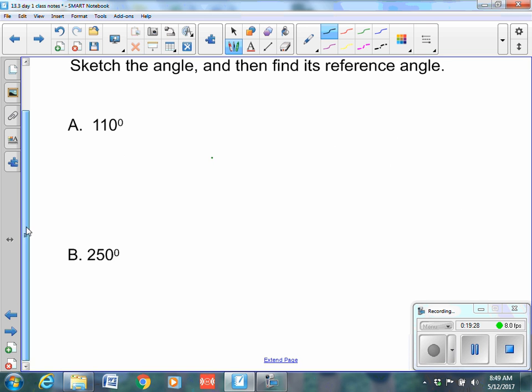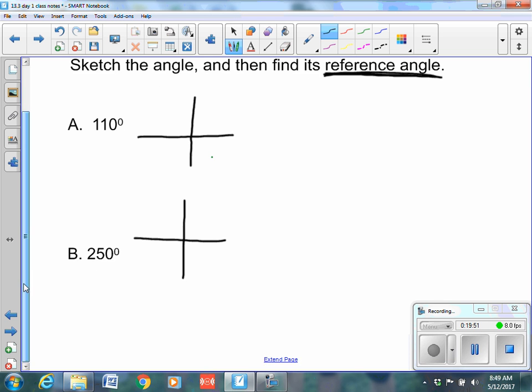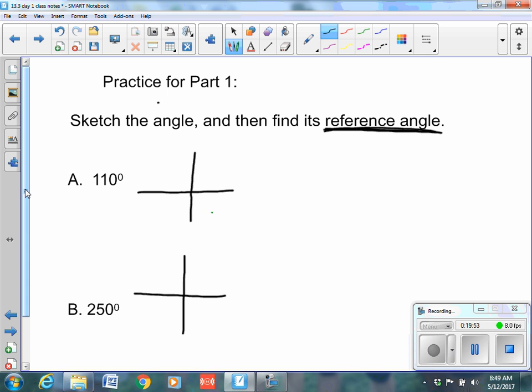Now it's practice for part 1. So here's part 1, finally. This is what you're going to see on your worksheet. The only part that you're doing in part 1 is can we find reference angles? Can we find reference angles? So all you're going to do is draw little pictures for part 1. How many are there? 2? So part 1 on the worksheet, we're just going to learn how to find a reference angle.